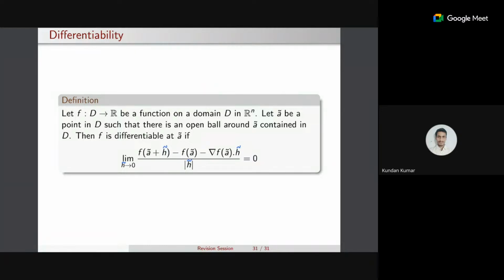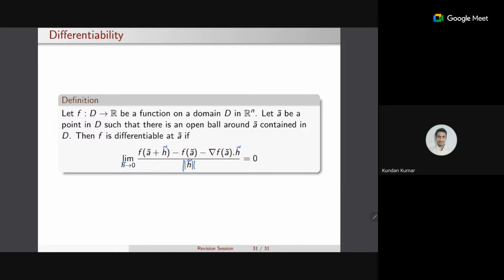If not, it's not. And typically, how you would solve problems which ask for whether something is differentiable or not, you set up this equation. You first find out the partial derivatives, then set up this quantity: f of a tilde plus h tilde minus f of a tilde minus gradient dot with h tilde, divided by norm of h.